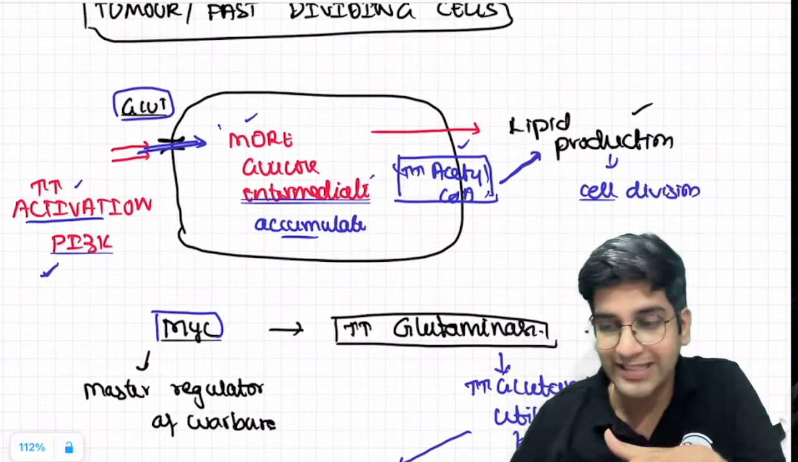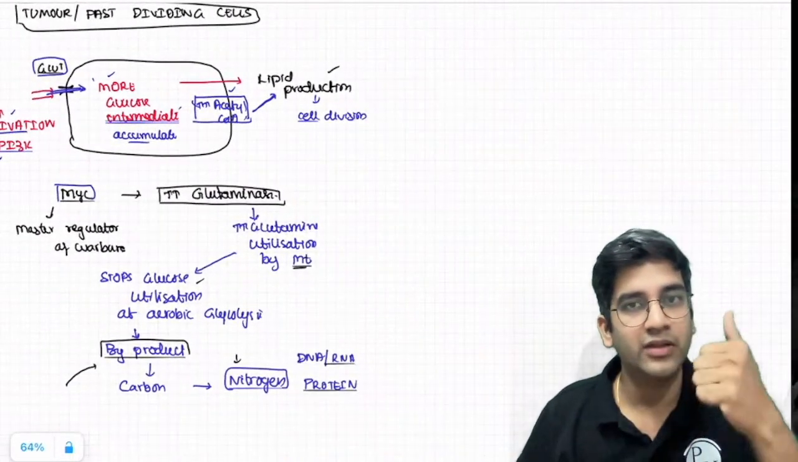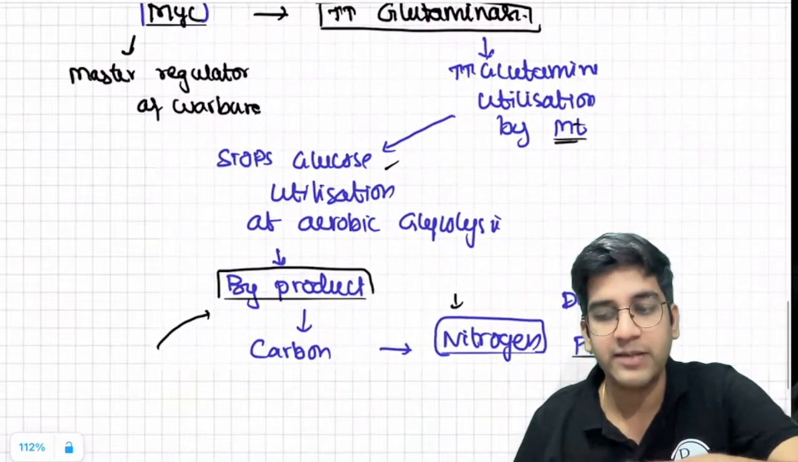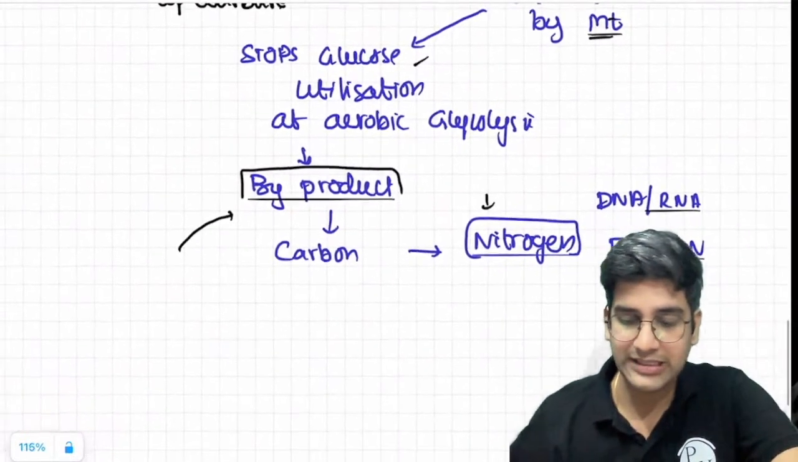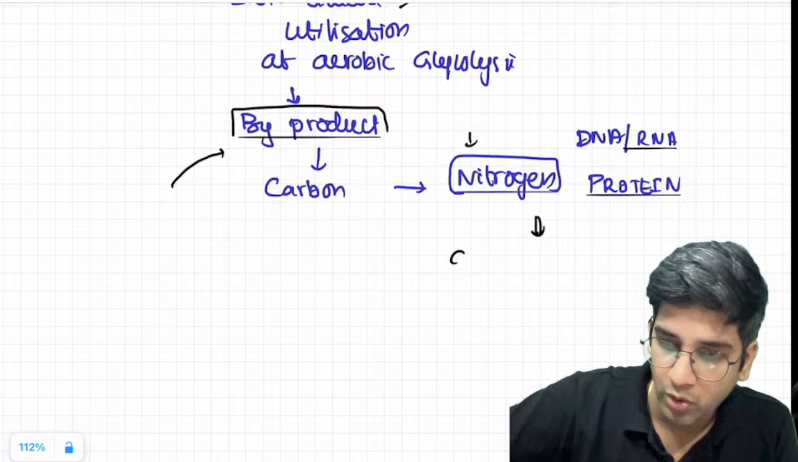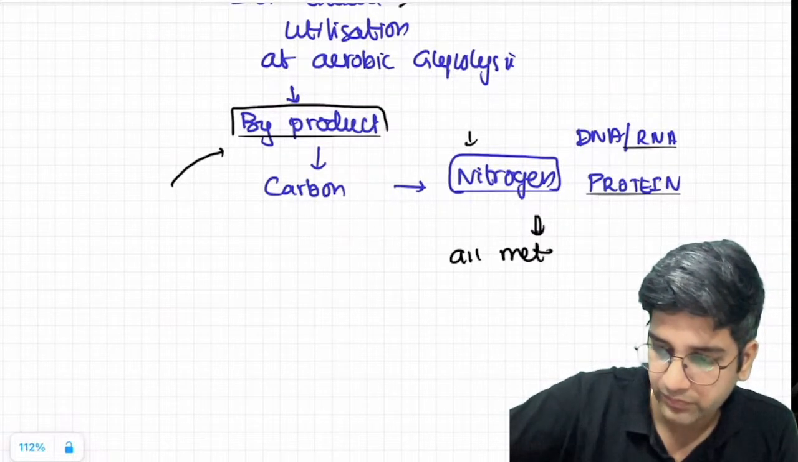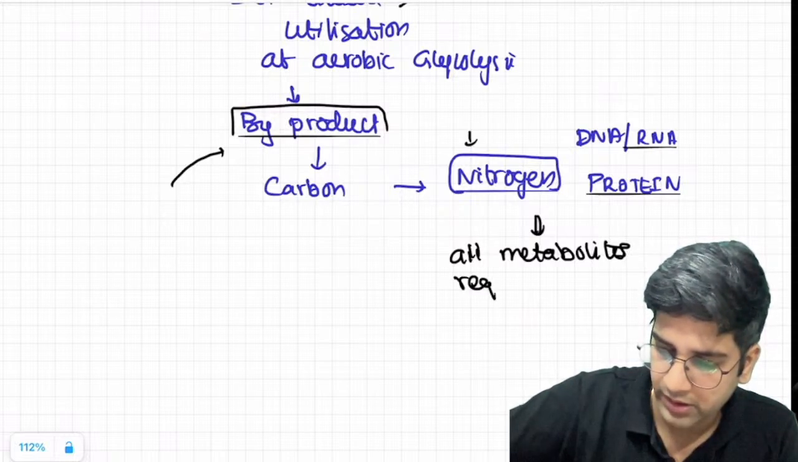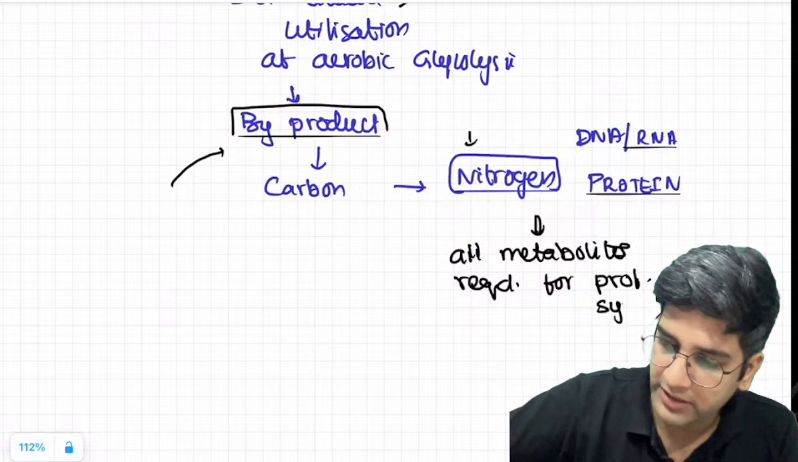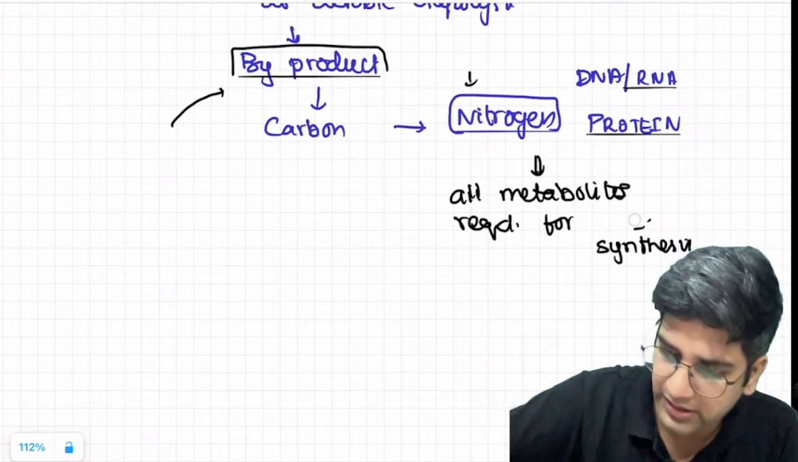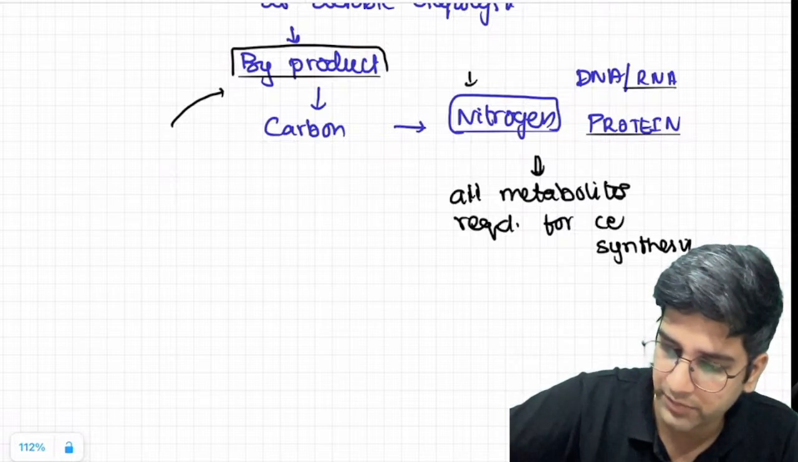So are these three enough for me to produce a cell? Lipid, DNA, RNA, and protein? Yes. Obviously, DNA, RNA, and protein are more important than lipid. That's why we call this a master regulator, right? By the end of this, I'll have all the metabolites required for protein synthesis. Once we have all the metabolites needed, that's enough for a cell to divide. Sorry, not protein, a new cell, or your cell division.